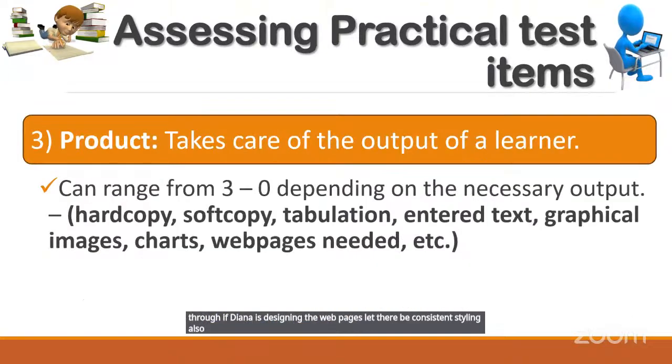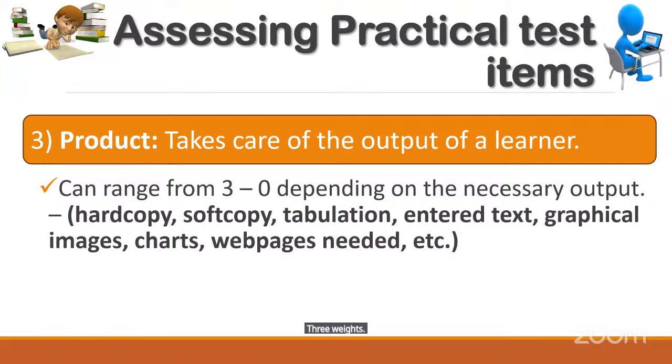And finally, the PD, the product. So you take care of the product for the learner. The product is given 3 weights, as seen in the previous score sheet.